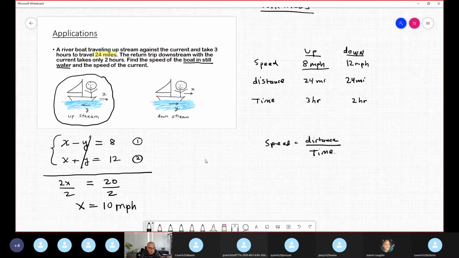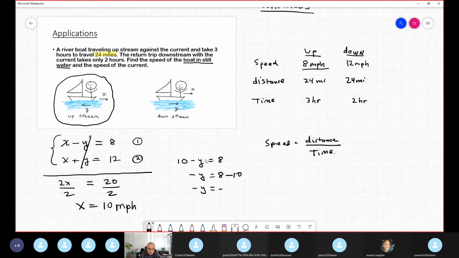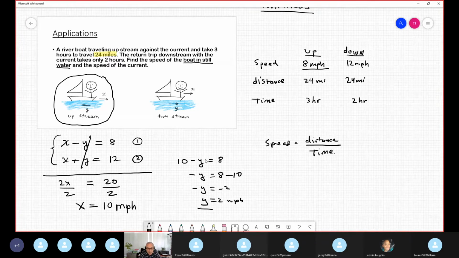Exactly. And the current, easy. I plug into either equation, maybe the first one. The second, it doesn't matter. 10 minus y equals 8. So negative y is equal to 8 minus 10, and y is equal to minus 2, so y is 2 miles per hour. That is the speed of the current of the water. And it makes sense because 10 plus 2 is 12 when you go in the same direction, and when you go in the opposite direction, 10 minus 2 is 8. Everything matches perfectly. We are the best at Miami-Dade College. Any questions?